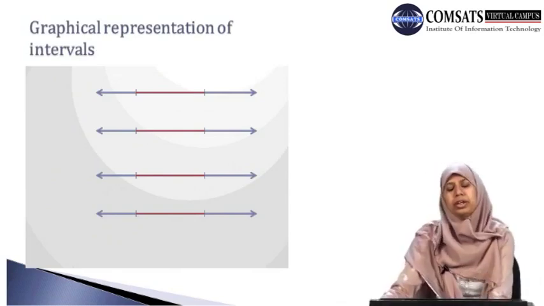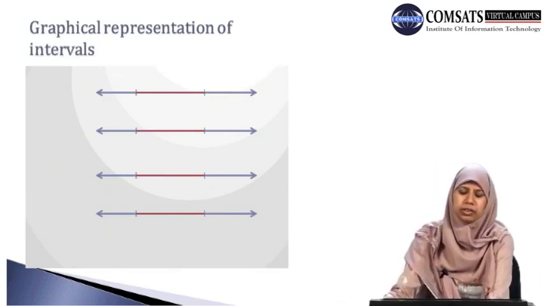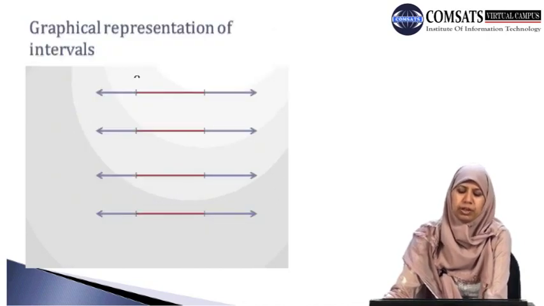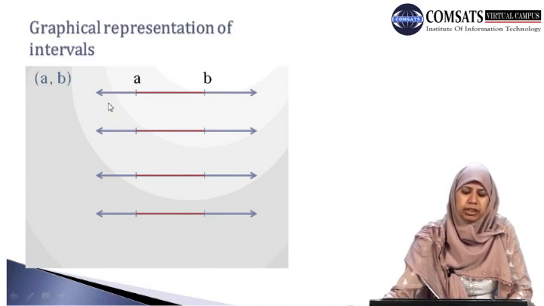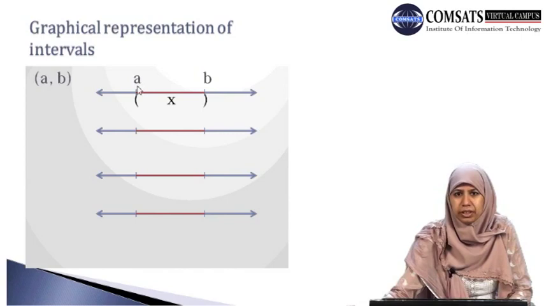So how can we represent our intervals on the real line? Let's look at our four types of intervals on the real line. The first one was the open interval. As you have already seen, there are round brackets on both endpoints, which means that the quantity x is strictly greater than a and strictly less than b, lying between a and b.